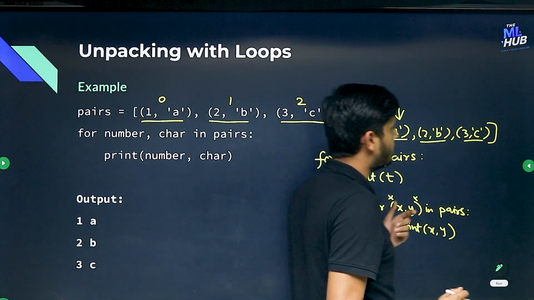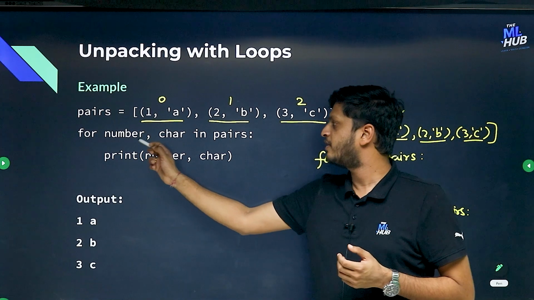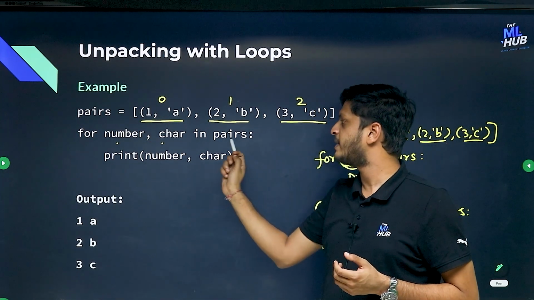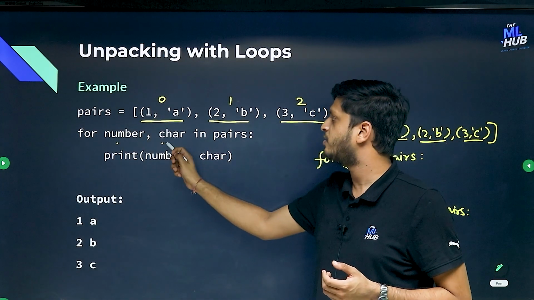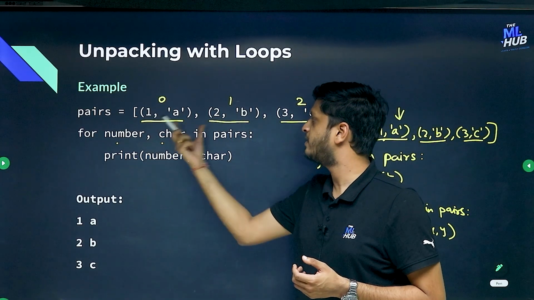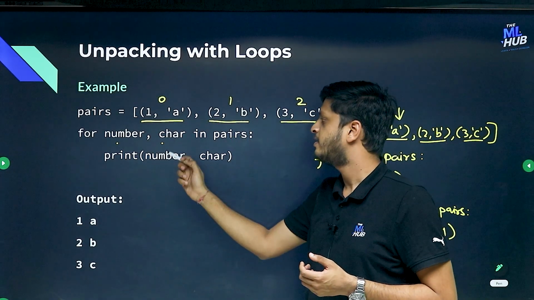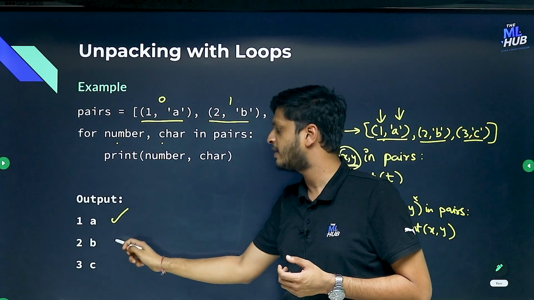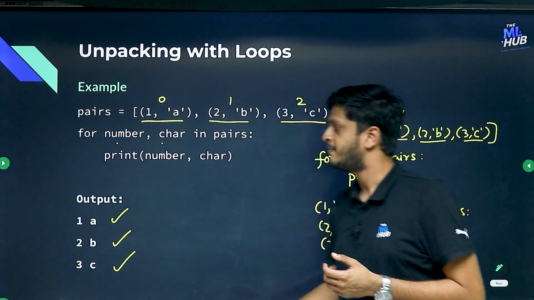So this is how you can unpack inside a loop. Here we have written for number comma char in pairs. Number will always take the first value and char will always take the second value of the tuple. Firstly this tuple will be there, then this tuple and then this tuple. So when you print number and char, you will get 1 and A, 2 and B, and 3 and C.